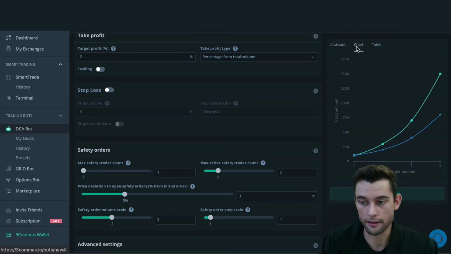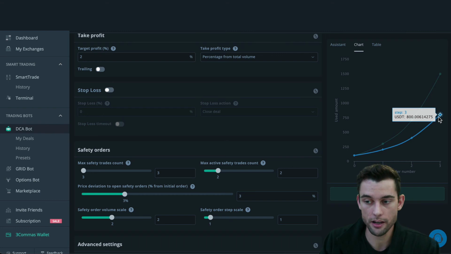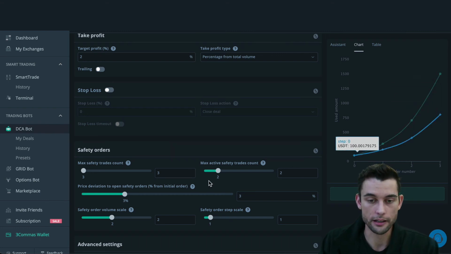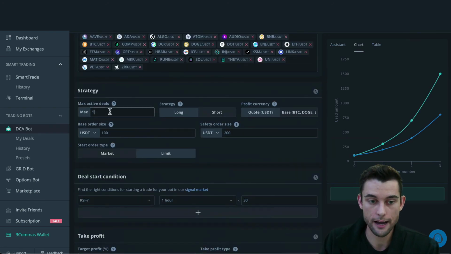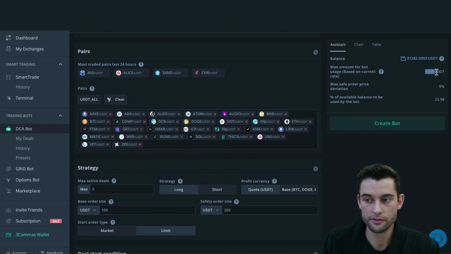So looking at this chart, your safety order number 2 was $400. So safety order number 3, which is your final safety order, is going to be $800, leaving you with $1,500 total. And $1,500 in 5 trades or 5 deals leaves you with a total maximum amount of $7,500. Now, this particular paper trading account has over $31,000 in it. So I want to put a lot more than $7,500 as the max amount for the bot to actually use for this deal.